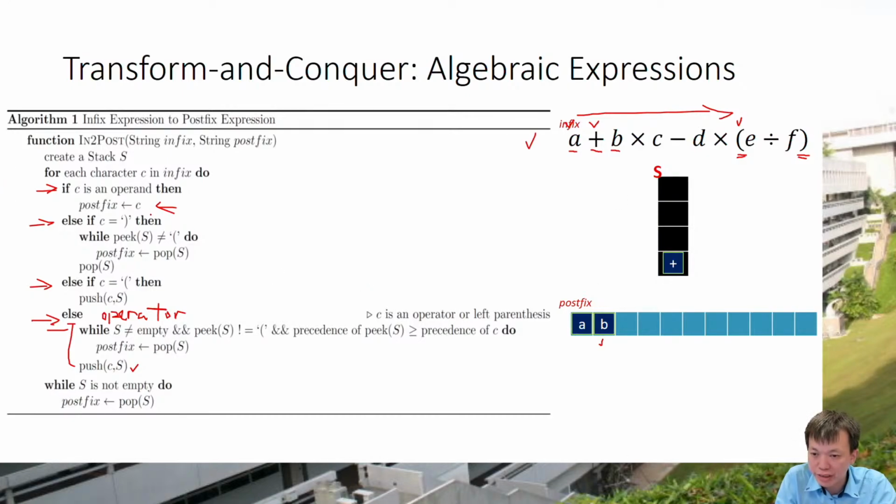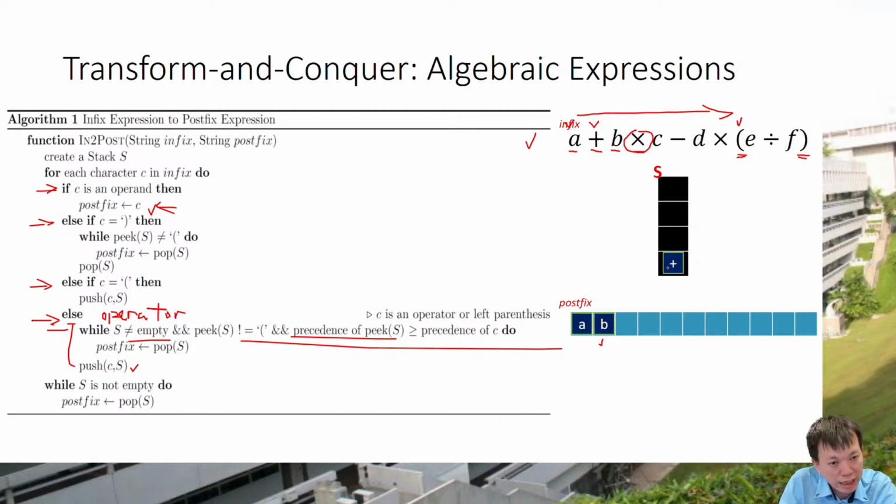Yeah, according to the algorithm. Next one is multiplication. Okay, this time round, my stack is not empty. Basically, what this part is trying to do is check whether the plus and the multiplication, which one has the higher precedence. Anything I try to pick from the stack that is bigger than the current one, which is the multiplication.